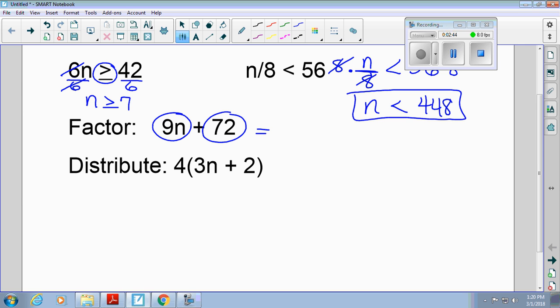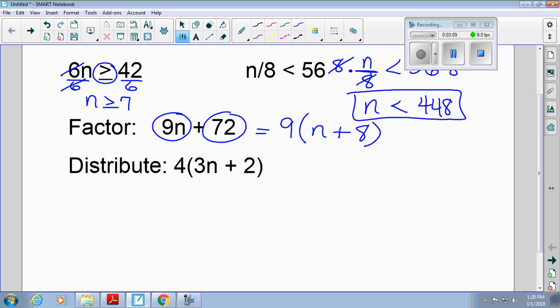So when you look at that, you'll see that the greatest common factor of 9n and 72 is 9, and to get 9n, you would need to multiply 9 by n. You're going to take whatever the operation going on in the middle is, addition or subtraction, and put that next, and then 9 times 8 is 72.